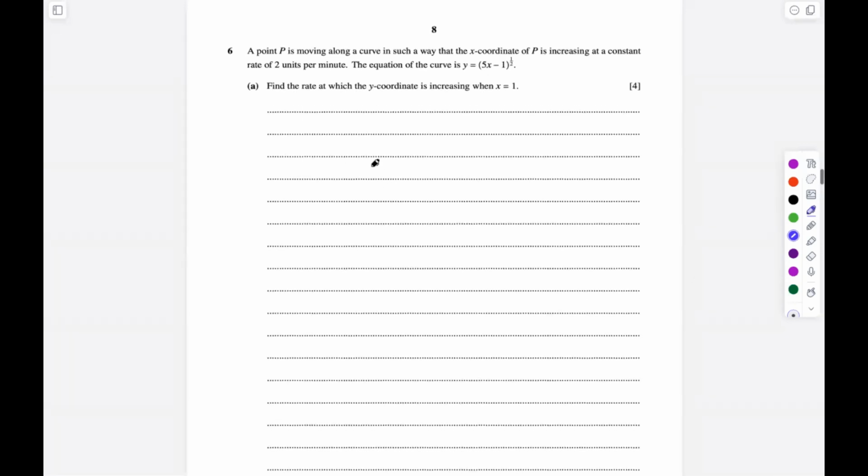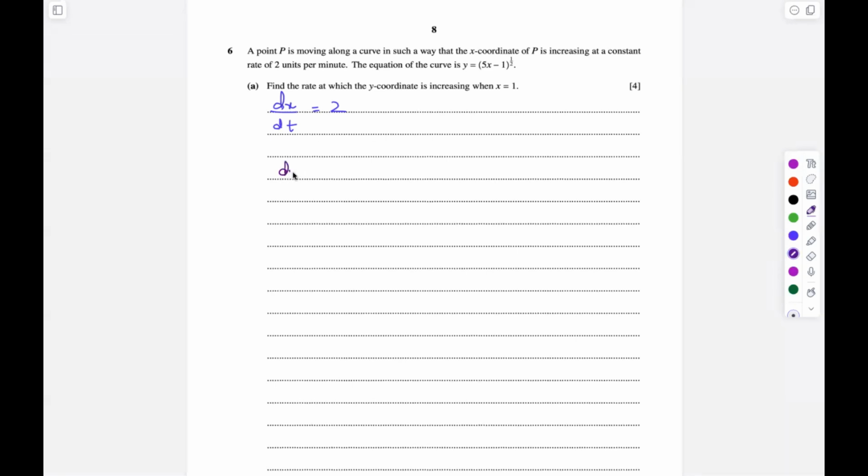In question 6, a point P is moving along a curve in such a way that the x-coordinate of P is increasing at a constant rate of 2 units per minute. So this means that dx by dt, the rate of change of x, is given as 2. The equation of the curve is y equals (5x minus 1) to the power half. We have to find the rate at which the y-coordinate is increasing when x equals 1.